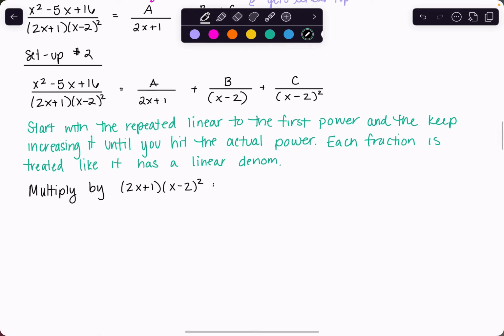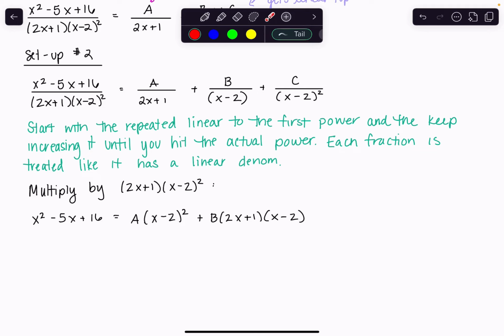So on the left-hand side, we are only left with the numerator. On the right-hand side, this first fraction, the 2x plus 1 is gone. So we'd have a times x minus 2 squared. When I go to multiply the second, one of them cancels and leaves with 1. So I'd have b times 2x plus 1 times x minus 2. And then the third fraction, both cancel, and we're left with c and 2x plus 1, okay?